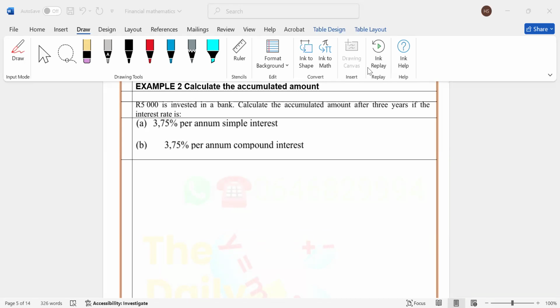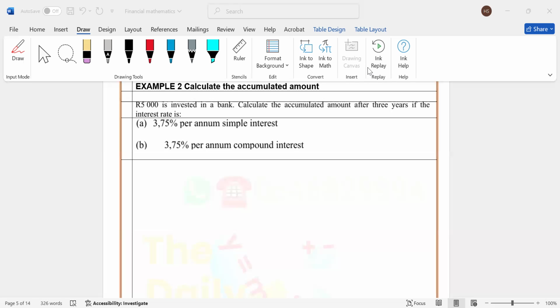Accumulated amount. We want to know how much the class rep is going to have in the future. And then they say after 3 years, and it makes sense. The class rep will be going to university after 3 years. So she wants to use this money at university.